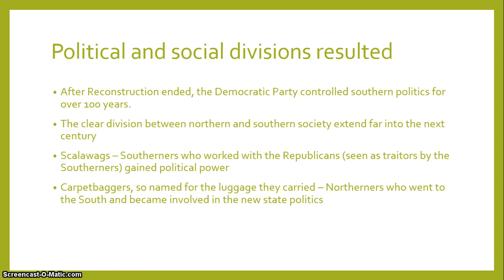Carpetbaggers are named for the luggage they carried. They're basically Northerners who went to the South and became involved in new state politics, just like the scallywags, and gained political power. Most of the old Southern elite saw both the scallywags and carpetbaggers as trying to profit on their misfortune. And because they're profiting on this misfortune, they're seen as negative characters.